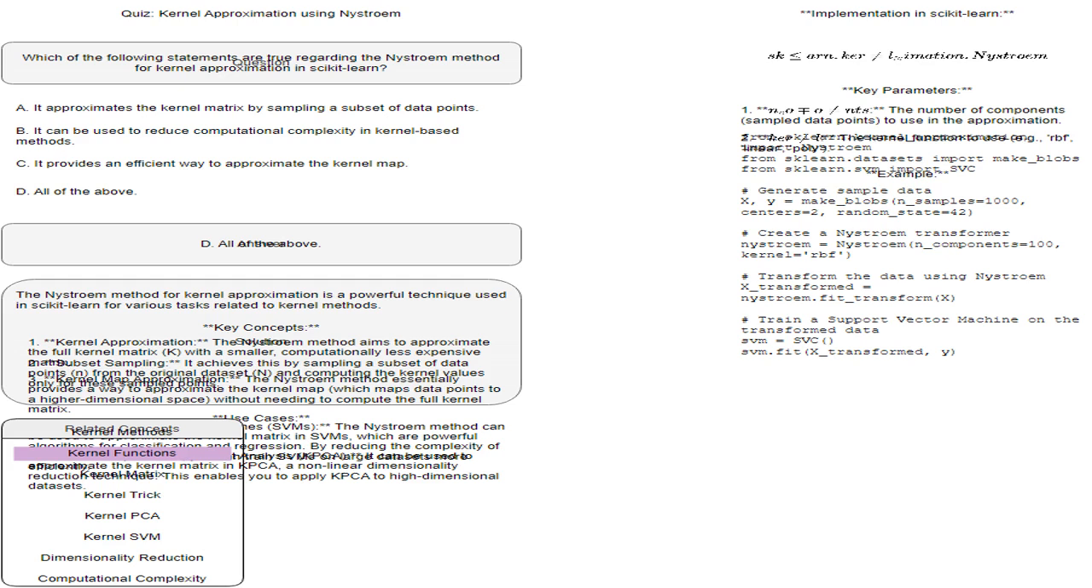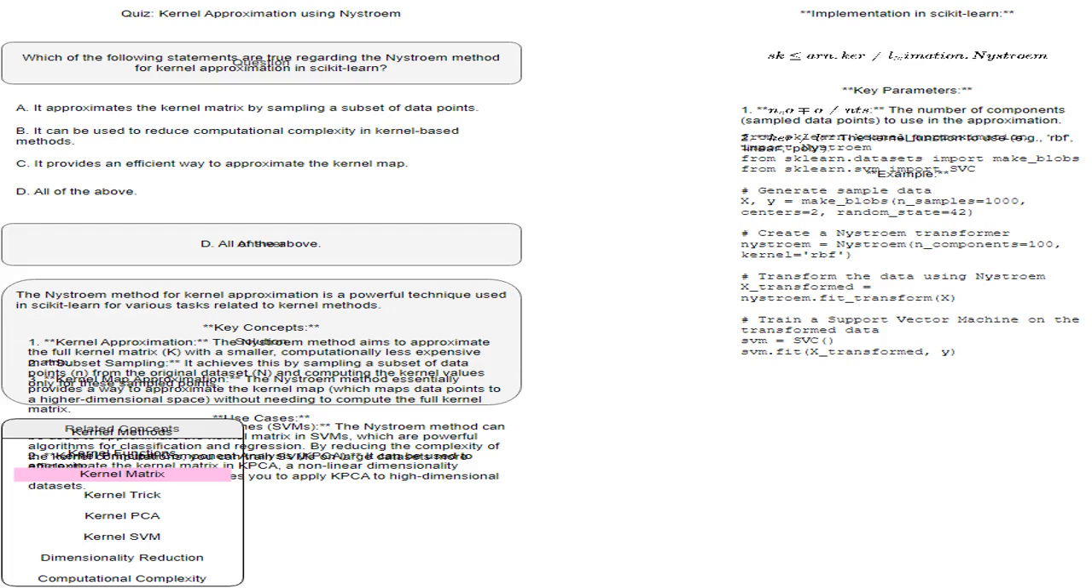The RBF kernel measures similarity based on the distance between data points in the original space. Kernel matrix. The kernel matrix K is a square matrix that stores the pairwise similarities between all data points based on the chosen kernel function. Each element Kij represents the similarity between data points i and j. In machine learning, the kernel matrix is used in algorithms like kernel PCA and kernel SVMs to perform operations in the implicit high-dimensional feature space.